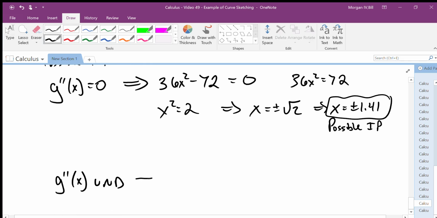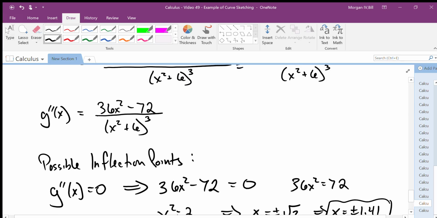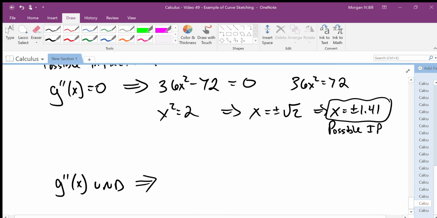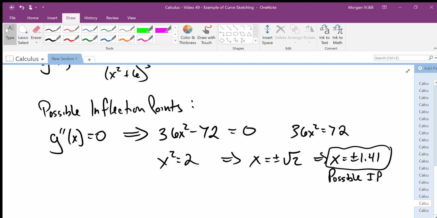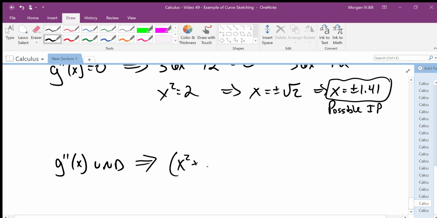The second derivative is undefined whenever x squared plus 6 cubed is equal to 0. Dividing by 0 creates undefinedness. Well, let's cube root both sides. We'll cube root this side, we'll cube root that side. The cube and cube root cancel out. We have x squared plus 6 still equal to 0.